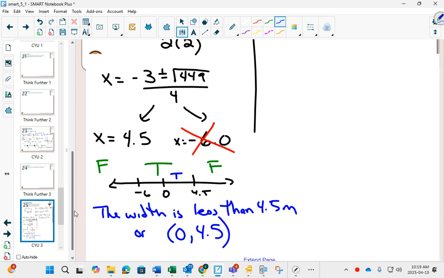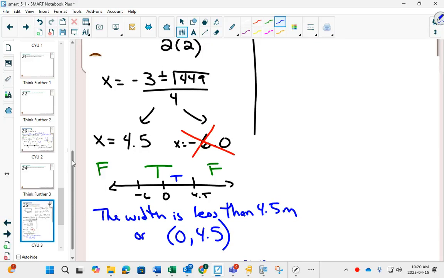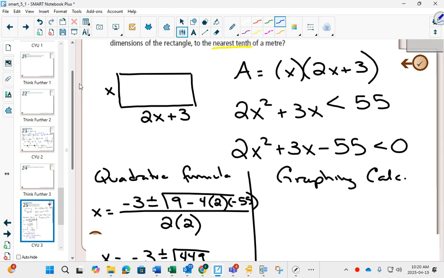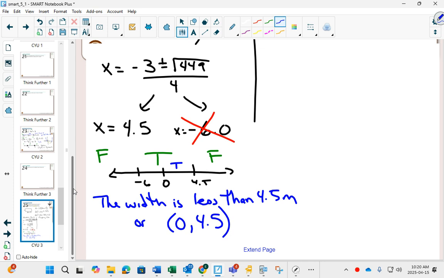Because technically -7 is less than 4.5. So you could write it in interval notation or in set notation that way. Then if you plug in 4.5 for x and solve the other side, you'll get 6.1.